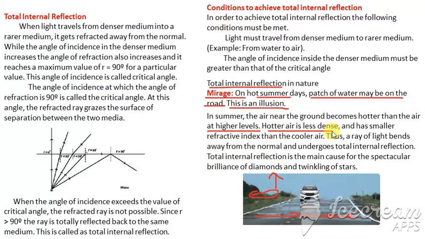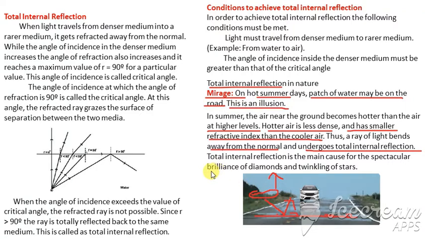Hotter air is less dense and has a smaller refractive index than the cooler air. So this has a lower refractive index compared to this. Thus a ray of light bends away from the normal and undergoes total internal reflection. So the ray of light bends here and we get total internal reflection.